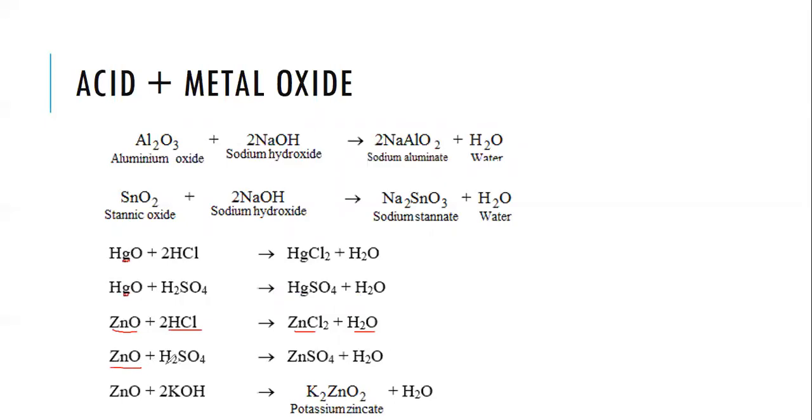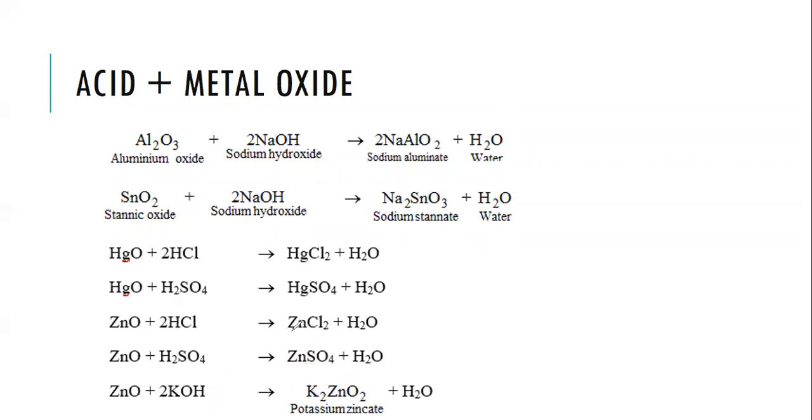And zinc oxide, a metal oxide, goes into reaction with sulfuric acid. What do we produce? Zinc and then sulfate come together to produce zinc sulfate. That is the salt. And H and O come together to form water. So what is the reaction if you read it in words? Zinc oxide plus sulfuric acid produces zinc sulfate plus water.